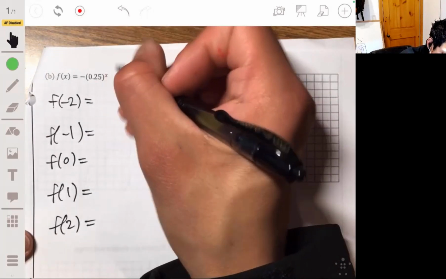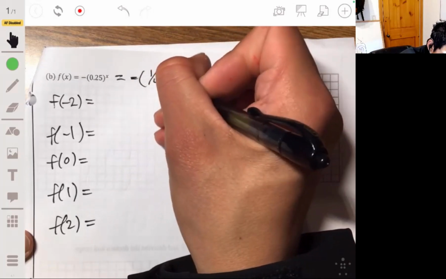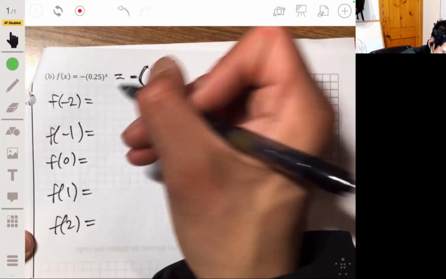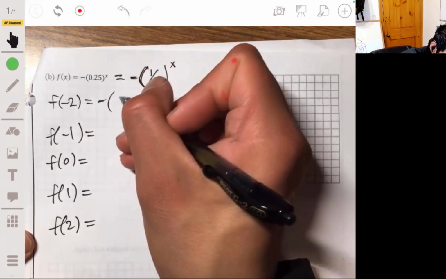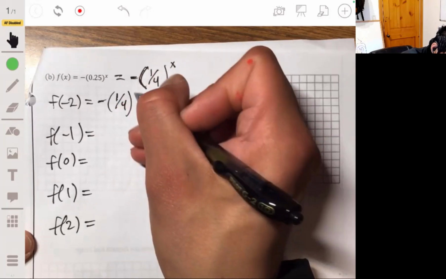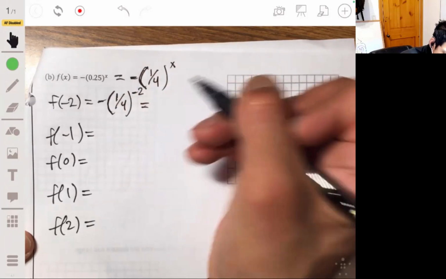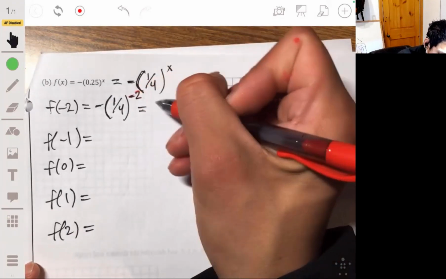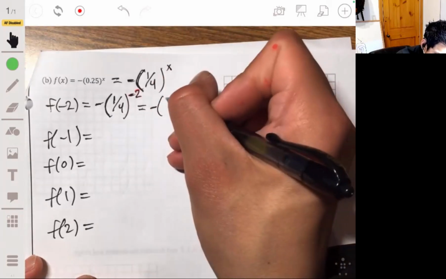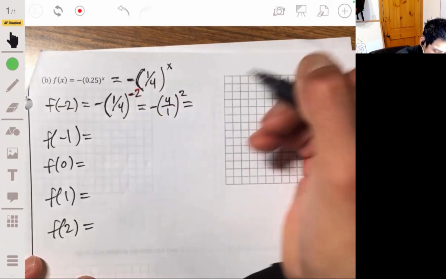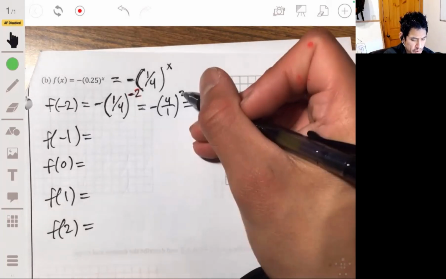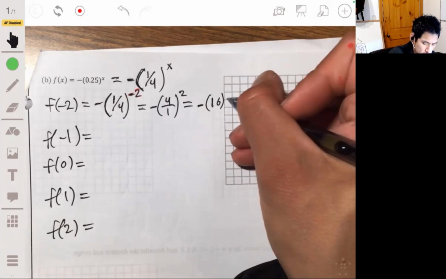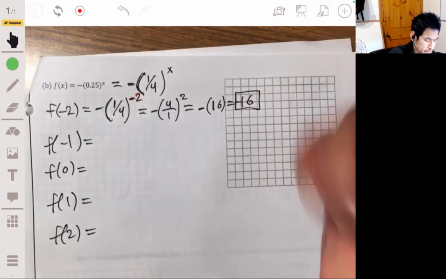And let's make that 0.25, 1/4. So this is -1 times 1/4 to the x power. Plug in -2, we'll have -1 times 1/4 to the -2. Making that -2 positive, we're going to flip the 1/4. This will be (-4/1) to the second power. -4 squared is 16, or just 4/1 times 4/1. This will just be 16, or just -16. Nice.